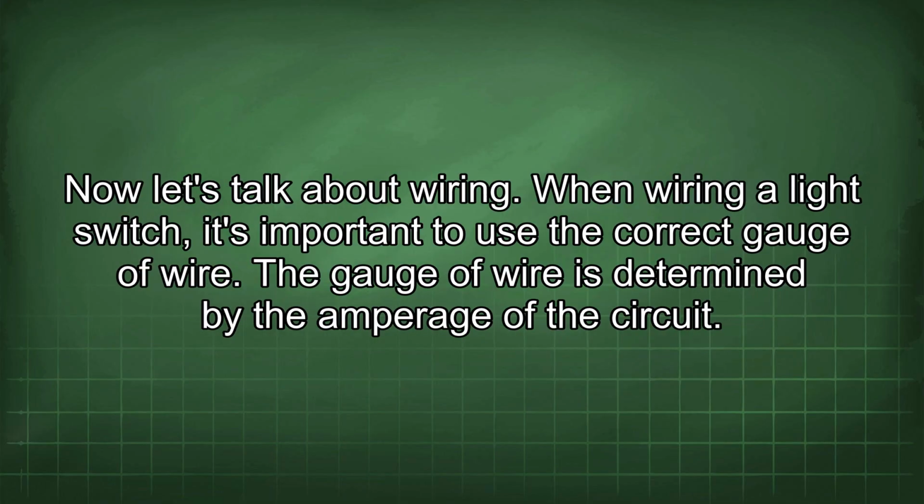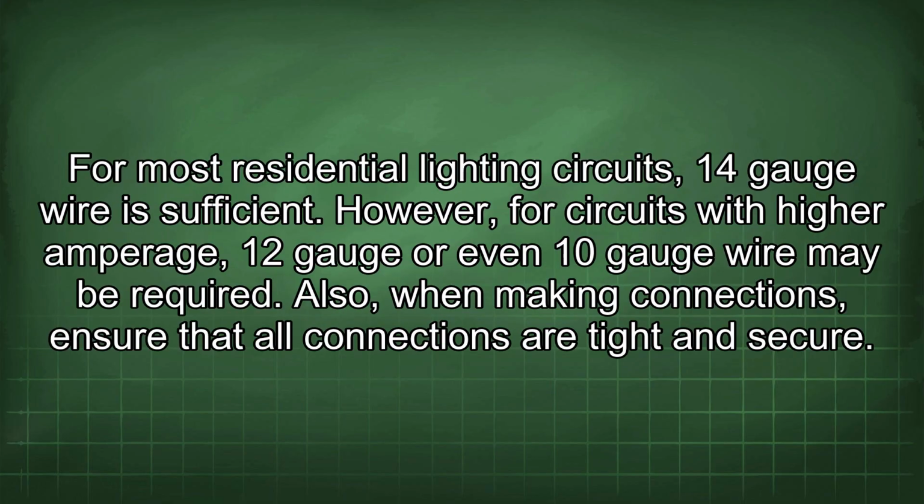Now let's talk about wiring. When wiring a light switch, it's important to use the correct gauge of wire. The gauge of wire is determined by the amperage of the circuit. For most residential lighting circuits, 14-gauge wire is sufficient. However, for circuits with higher amperage, 12-gauge or even 10-gauge wire may be required.